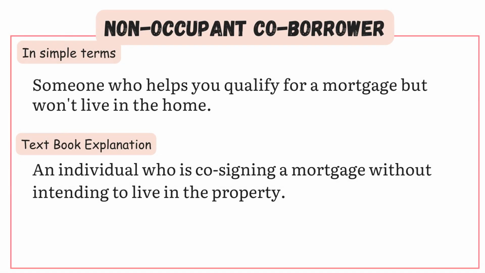Non-occupant co-borrower. In simple terms, it is someone who helps you qualify for a mortgage but won't live in the home. As per textbook definition, non-occupant co-borrower is an individual who is co-signing a mortgage without intending to live in the property.